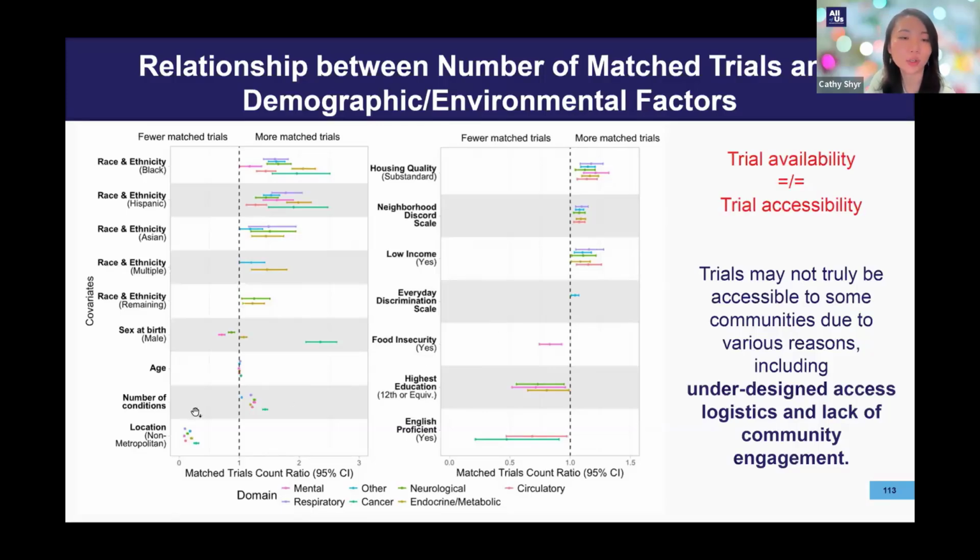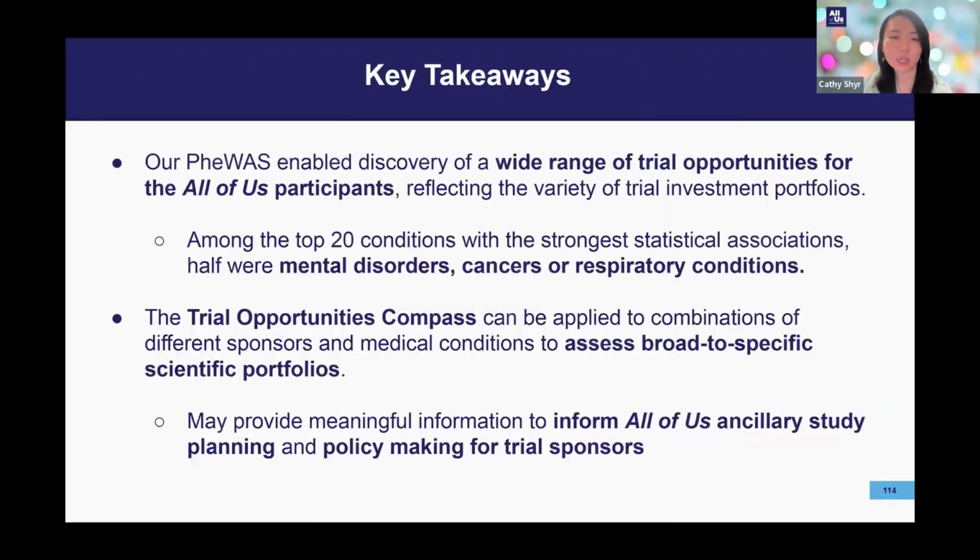But one signal that was very clear was, again, looking at the location, participants that were living in a non-metropolitan area were associated with having up to 13.1 times fewer trial opportunities in the current landscape. So here are really the key takeaways.